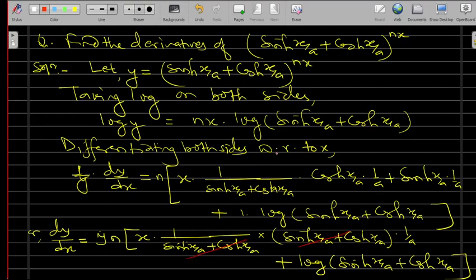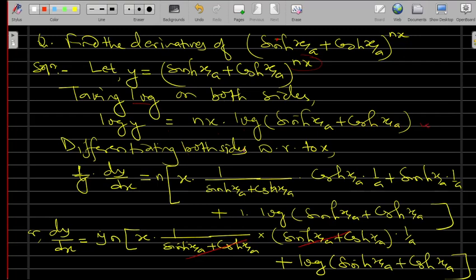Now moving to the next question. Find the derivative of hyperbolic sine(x/a) plus hyperbolic cos(x/a), all to the power nx. Firstly we suppose this is y. The power is given, that's why we have to take log on both sides. Log y equals nx times log of hyperbolic sine(x/a) plus hyperbolic cos(x/a).